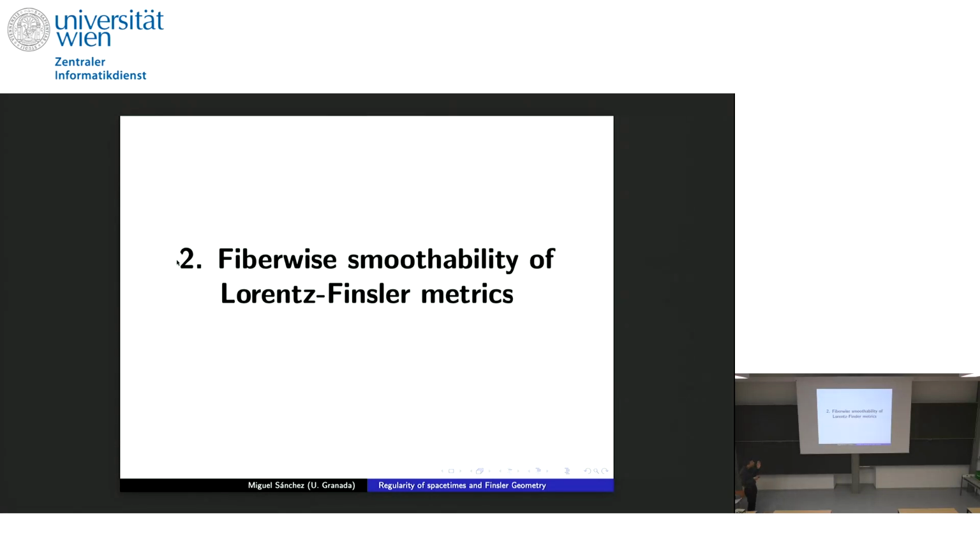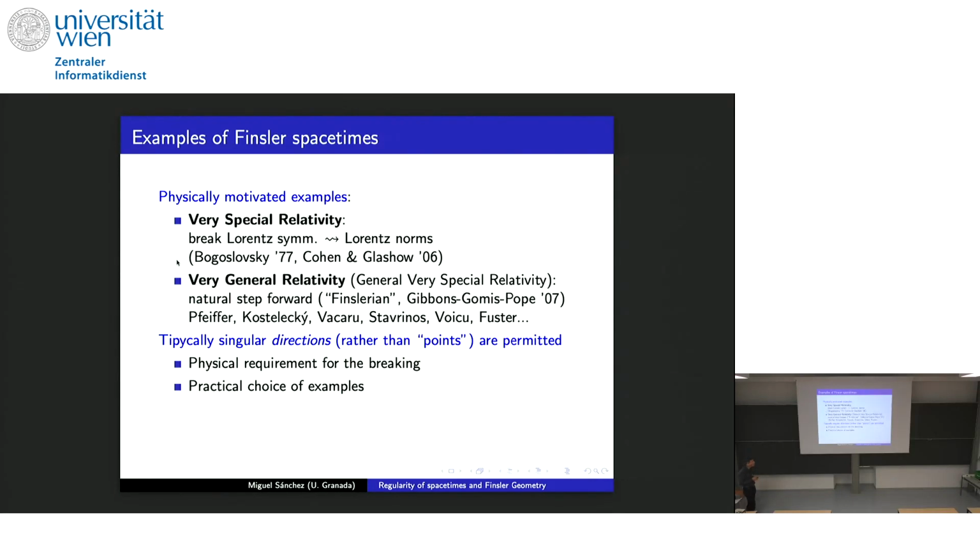However, we will have to consider questions about regularity which appear in these Finsler spacetimes. First, if one looks for physically motivated examples, the first noticeable one is the Bogoslovsky metric, where there is a breaking of the Lorentz symmetry, which leads to Lorentz norms. This was called by Cohen and Glashow very special relativity because we are reducing the Lorentz group. Now there is a natural step from very special relativity to general very special relativity, or just very general relativity.